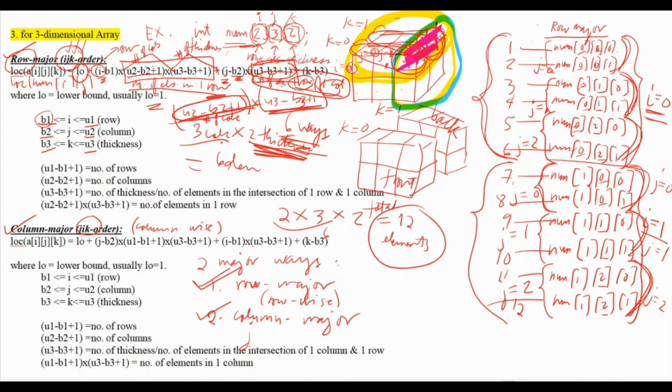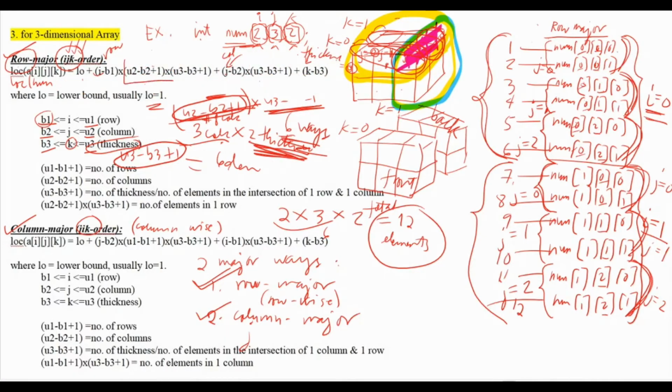Okay? That's why the expression we have here is U3 minus B3 plus 1, because it is the one that gives us the number of thickness. So again, this part here is the number of elements in the intersection of one row and one column. After considering the row first and then second the column, the third consideration is the thickness. So that's why we have here K minus the base of K, which is B3.